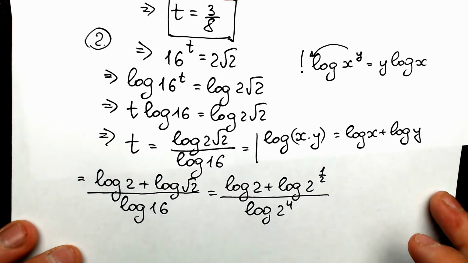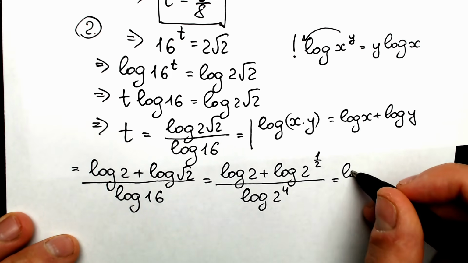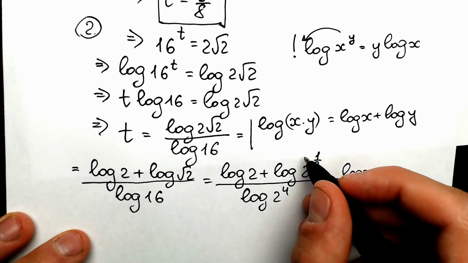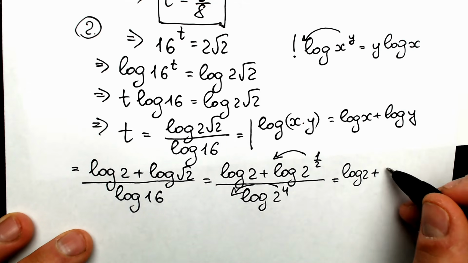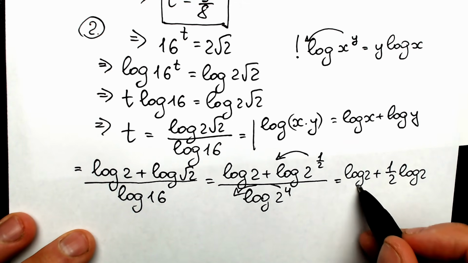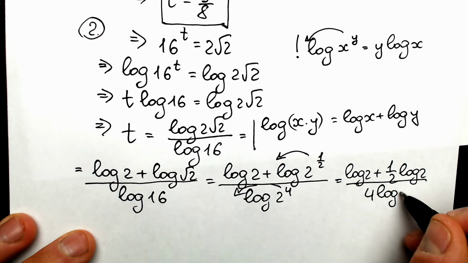And right now, let's go back. Right here, we're going to apply this property. So we have log 2, the same beginning, plus 1/2 times log 2. So this 1/2 will come down right here, and this 4 will come down right here. So 1/2 log 2, and we divide it by 4 log 2.